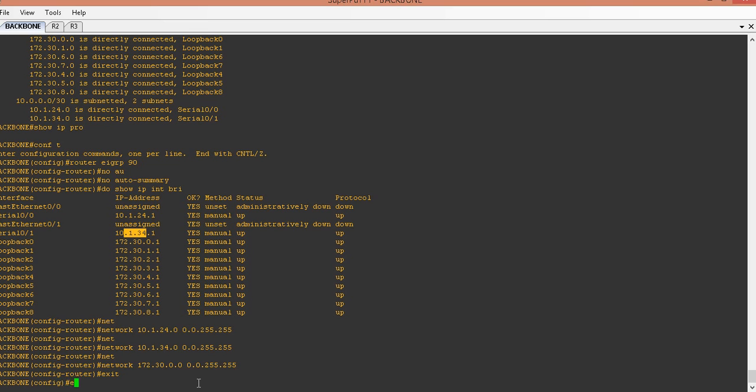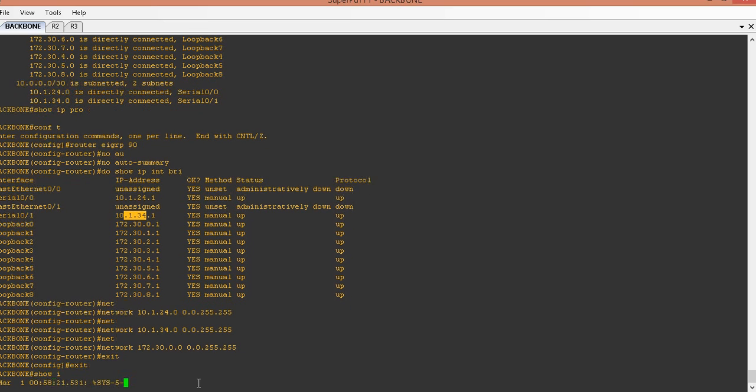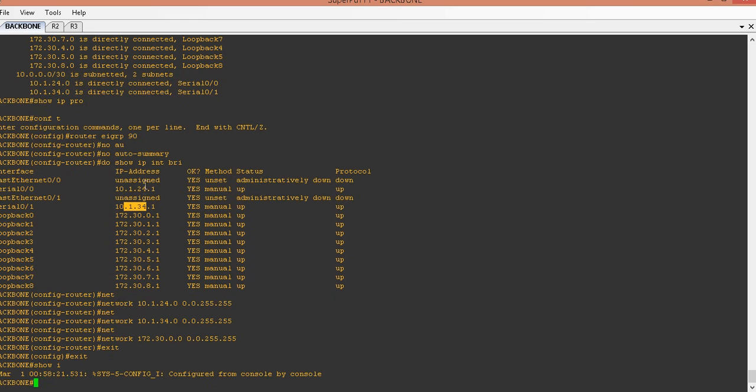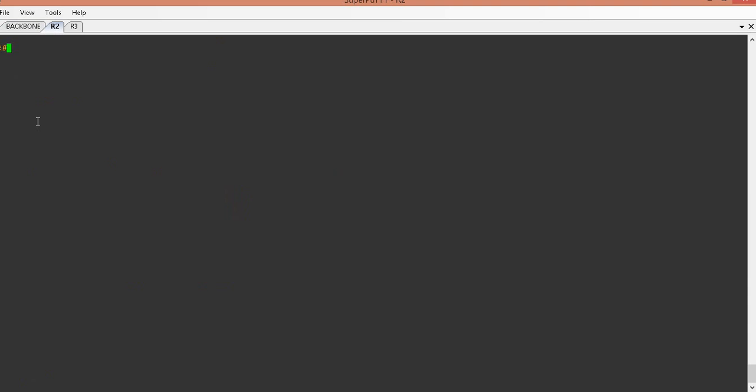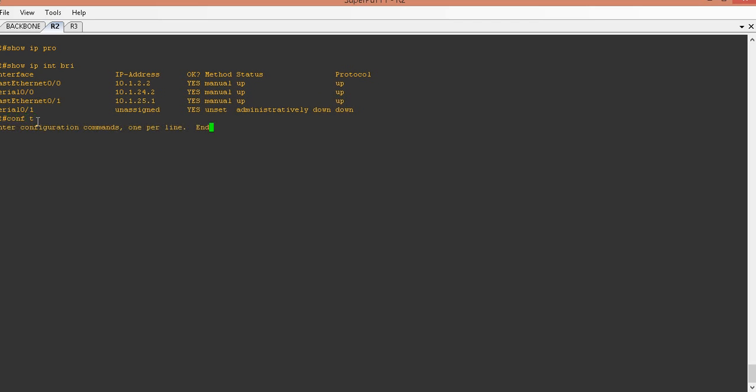Exit. So show IP. Okay, let me go to router 2. Go to router 2 and enable the EIGRP on router 2 and on router 3. So we are on router 2, so show IP protocol. There is no routing protocol, so show IP interface brief. I will see which networks to enable. So config terminal, and I go to router EIGRP 90.